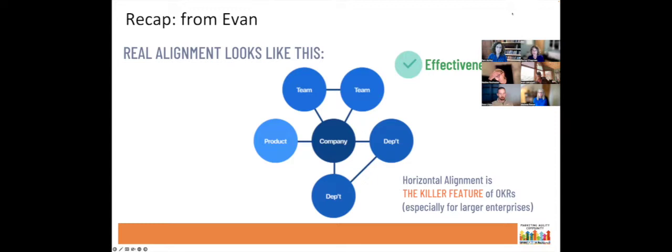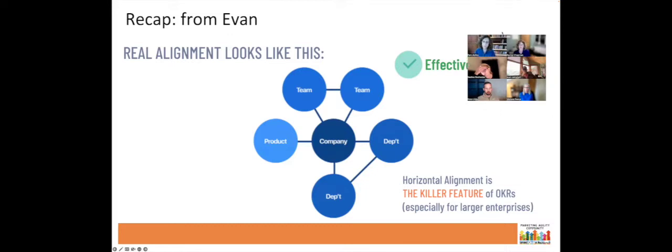And as it says there, horizontal alignment is the absolute killer feature of OKRs, the why, especially in large organizations, because most large organizations really struggle with this, with having those silos that are working separately, rather than actually aligning everybody towards the same goals, the same strategy, the same objectives, and seeing those linkages.